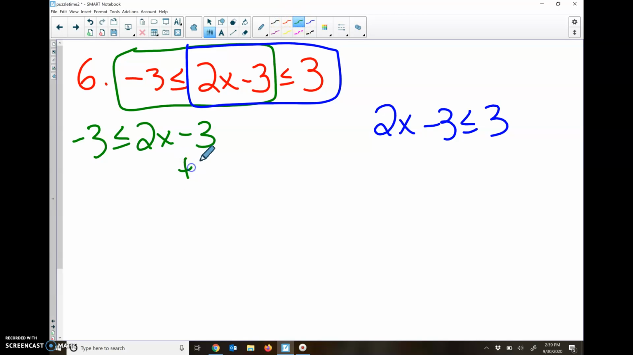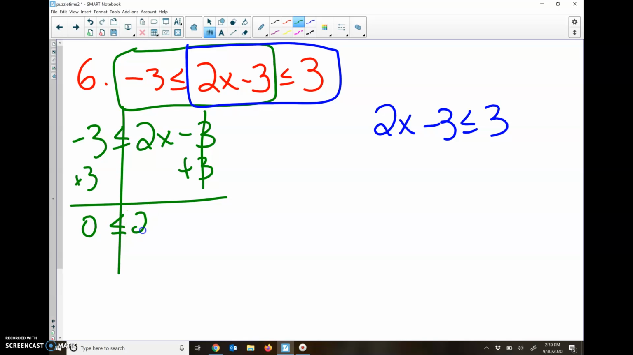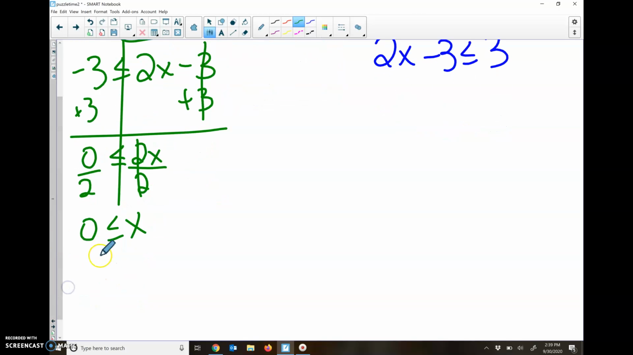All right, solving it, same thing. It's a minus 3, so I'm going to add 3 to both sides. Negative 3 plus 3 is 0. So I get 0 is less than or equal to 2x. Divide by 2, divide by 2. 0 divided by 2 is 0. I'm going to rewrite that because I don't like that the variable is not first. So x is greater than or equal to 0.